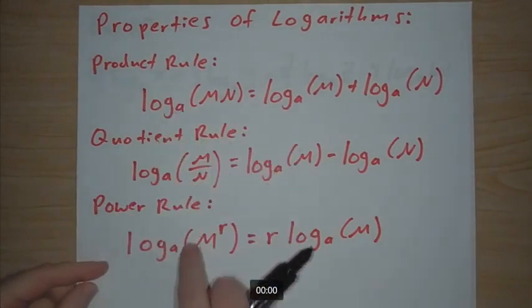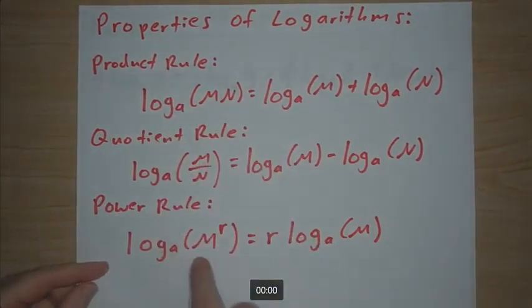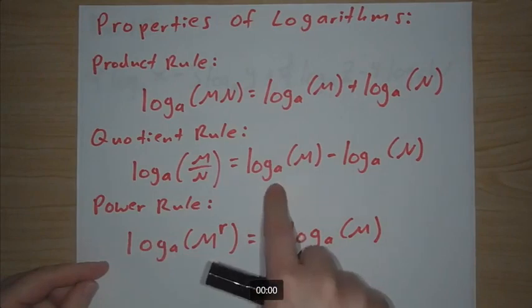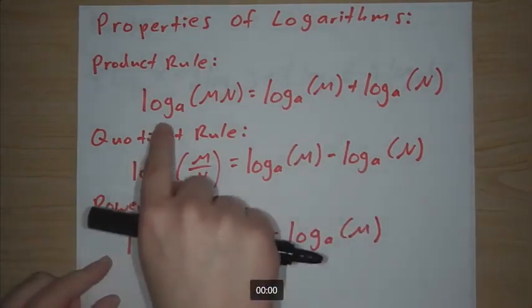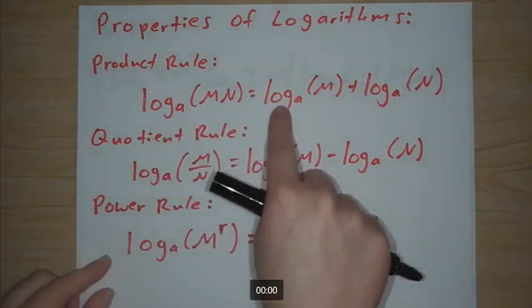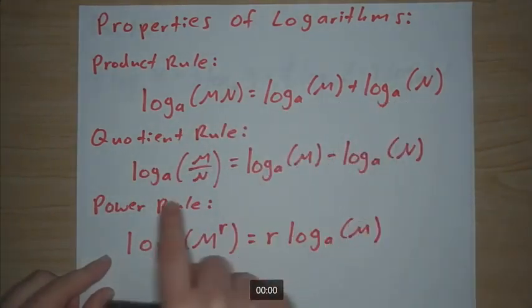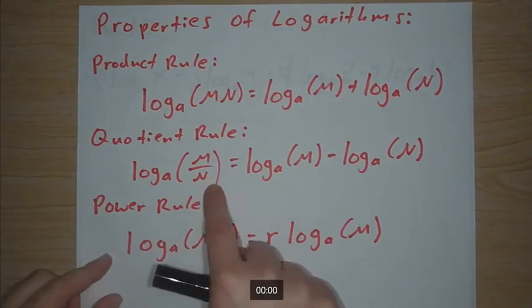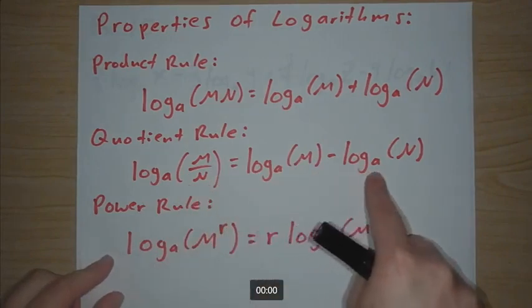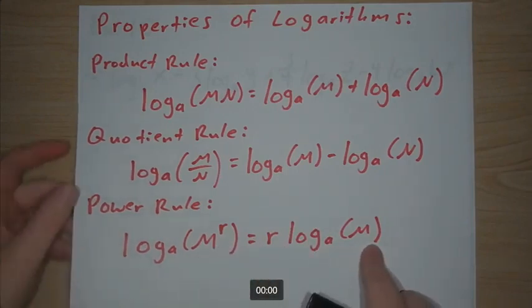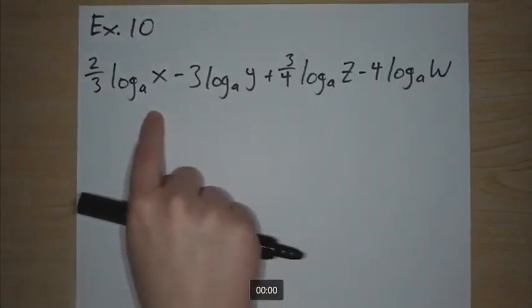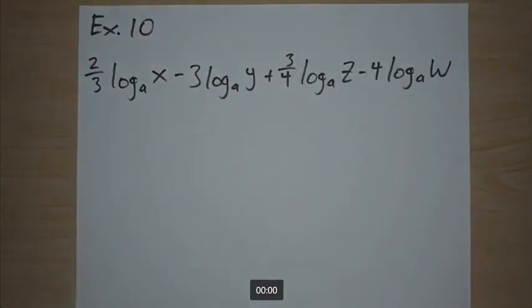Product rule, quotient rule, power rule, these all have to have the same bases, although the power rule doesn't really have two logarithms, so it doesn't really matter. For the product rule, we have log a of m times n is log a of m plus log a of n. Quotient rule is log a of m divided by n is equal to log a of m minus log a of n. And then the power rule is log a of m to the r is equal to r times the log a of m. So we're going to look at our expression and see what we can do first.